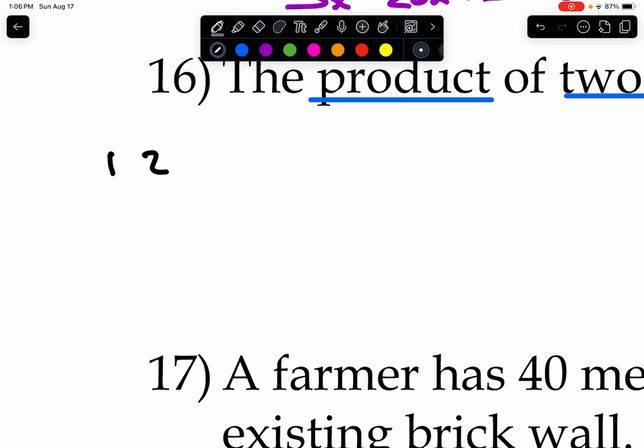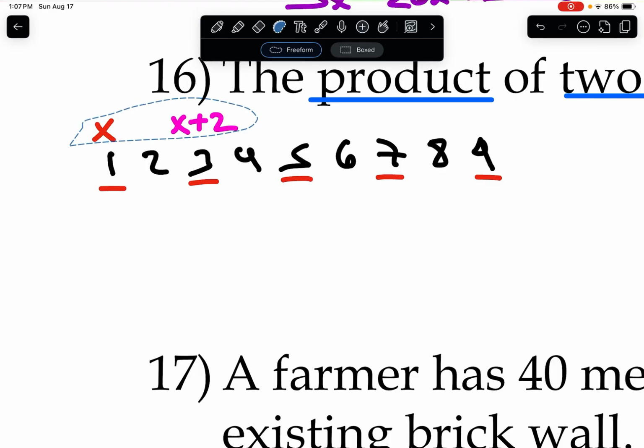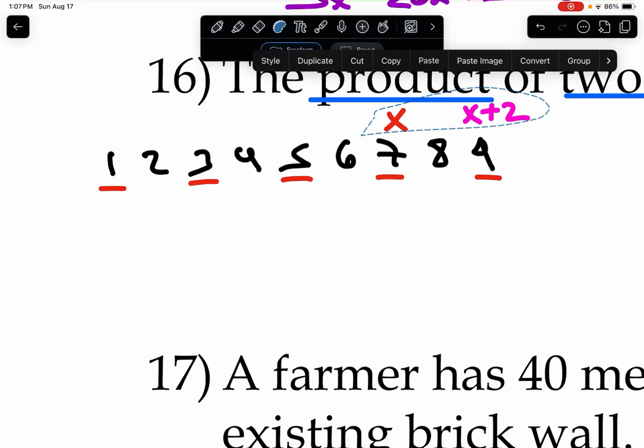So if I do just a simple little number line over here. If I want consecutive odd numbers, that means I want 1, 3, 5, 7, 9. So if I say that my first number is 1, in order to get to the next number, I'd have to do this number plus 2, which means my values here are going to be x and x plus 2. And that's going to work no matter which set of consecutive odd numbers I use.